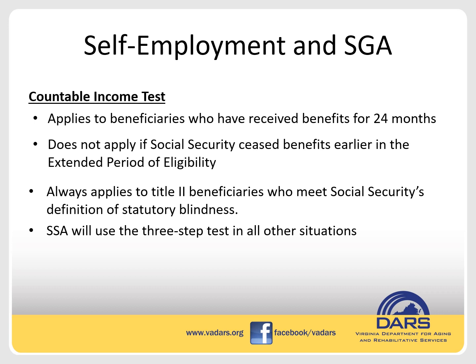This test always applies if a person is on SSDI and they meet Social Security's definition of blindness. But if a person has been on SSDI for less than 24 months, they have not had a cessation, and they're not blind, Social Security is going to use the 3-step income test in all other situations. And I'm going to talk to you a little bit about how that works on the next slide.